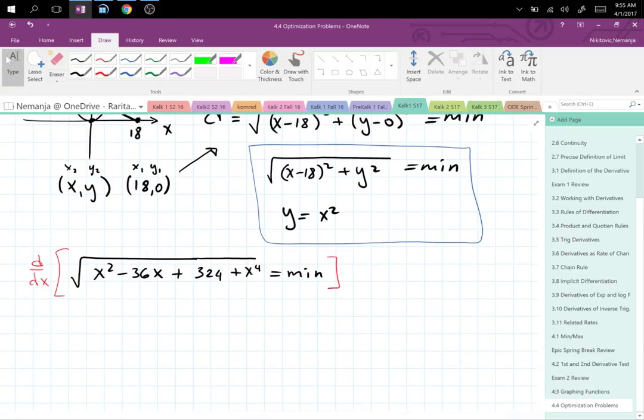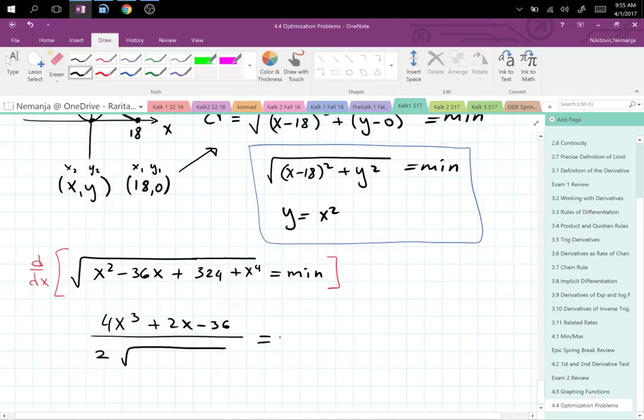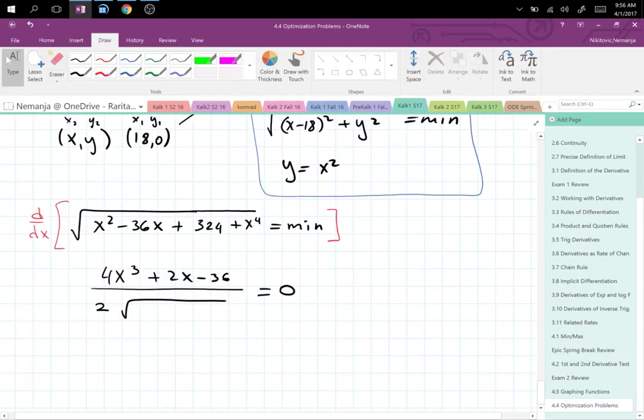So we are going to take the derivative. Now when you are taking the derivative, this square root is actually a half power. So we know we're going to get the derivative divided by 2 times the square root. So the derivative of the inside is 4x cubed plus 2x minus 36 divided by 2 times the square root equals 0. I'm not going to bother writing the square root in because when we cross multiply it dies, right? So this equation that seems awful is actually very easy.